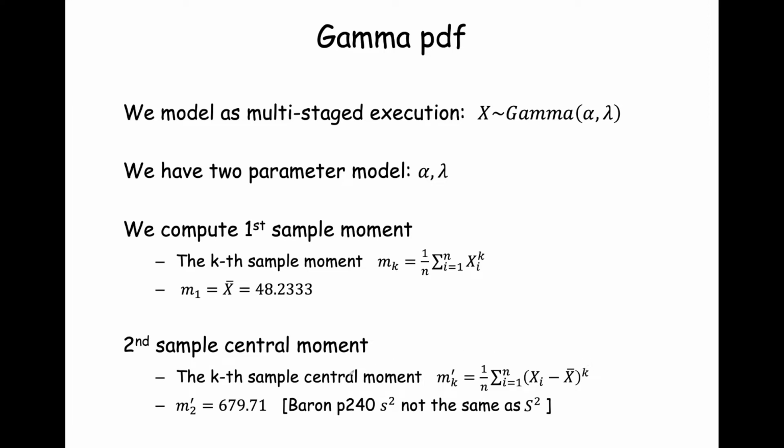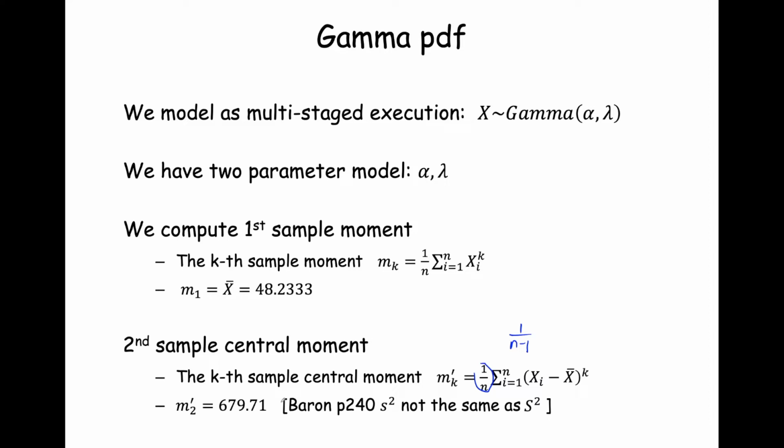Now, if you look at this in the book on page 240, s squared is not the same as big S squared. Big S squared is this quantity that we're calculating, but s squared is unbiased, and the difference is that the leading quantity is 1 over n minus 1 when we compute s squared. That's the sample variance, and it's unbiased, and I'll let you look up why you need that 1 over n minus 1. Okay, so this m2 prime, if you calculate that, is 679 and change.